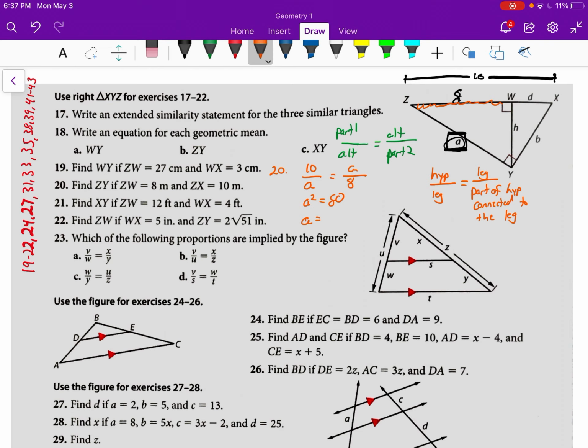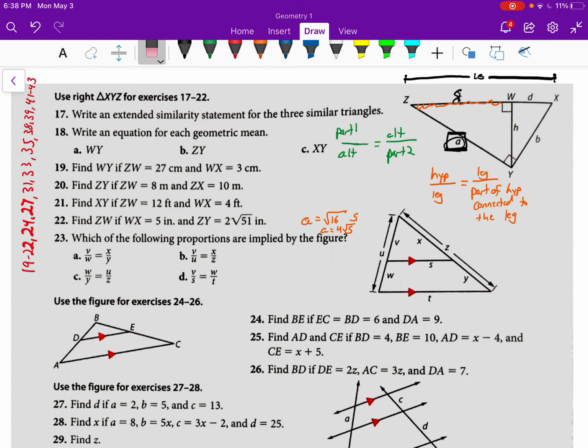But we can take the square root. When we take the square root, we can simplify this. This is the square of 16, which is a perfect square. That's why I'm choosing it. So we get 4 root 5. But again, you could put it in your calculator, and you'll probably get about 8.9. So that is number 20.